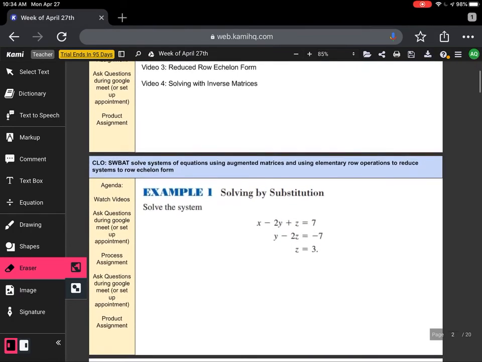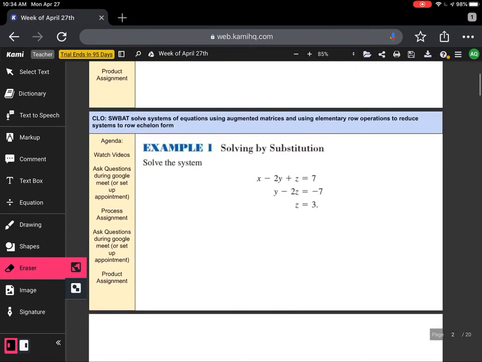Okay, so we talked earlier about how we'd be going from solving equations with two variables to solving equations with many variables, and that is when matrices really become our best friends. Even looking at this one, if we were asked to solve x minus 2y plus z equals 7, y minus 2z equals negative 7, and z equals 3, when we say solve, we need the values of x, y, and z to make all three of these true.